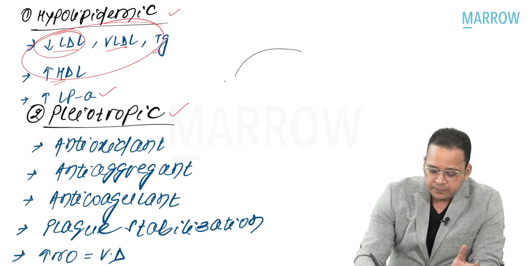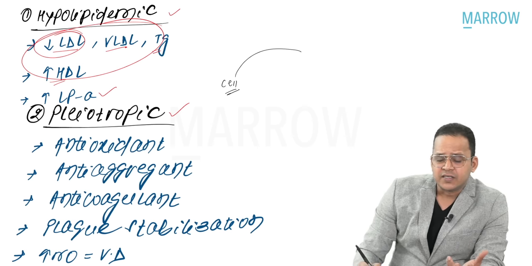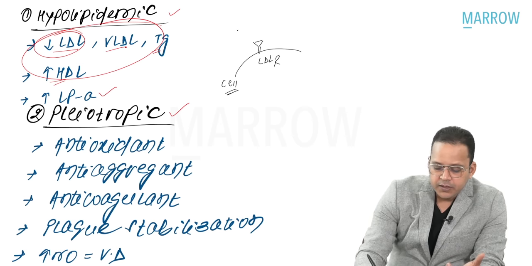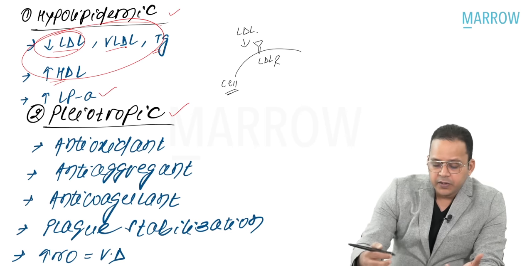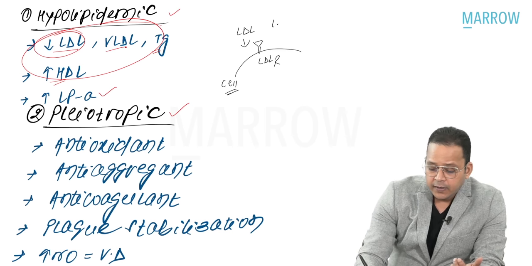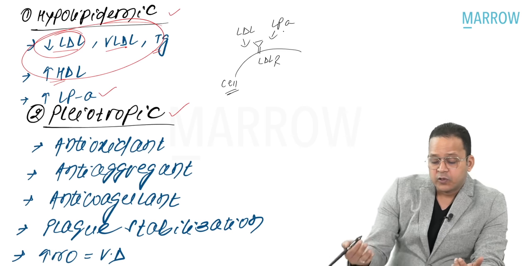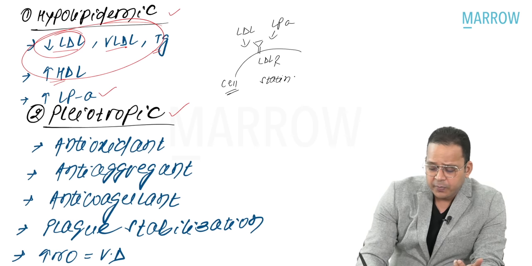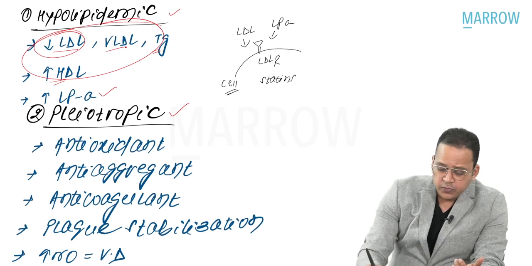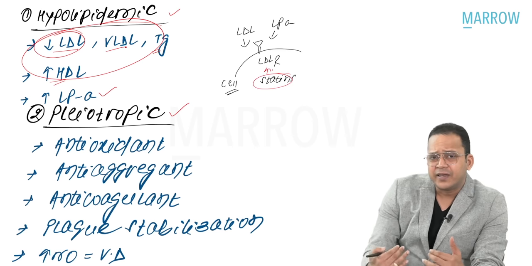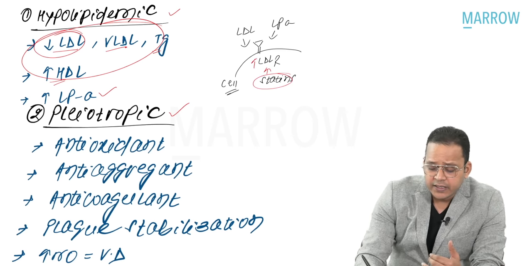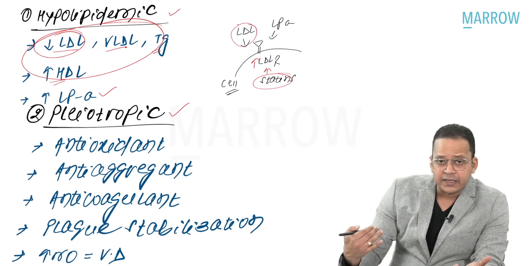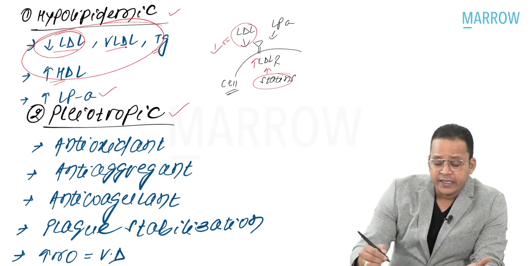So, suppose this is a cell and this is my LDL receptor. See, LDL is taken away by these LDL receptors, and lipoprotein A can also be taken away by these LDL receptors. Now, what statins do, I'll not go into the details of the mechanism of action. Their main mechanism is by blocking HMG coenzyme reductase, they increase expression of LDL receptors in your cell, and they take more LDL. They take more LDL, and that is the reason why LDL decreases.